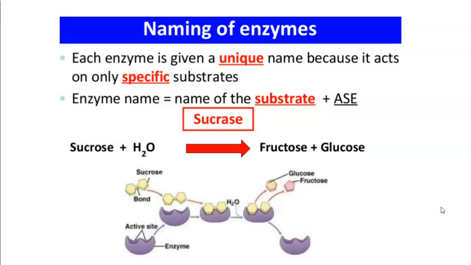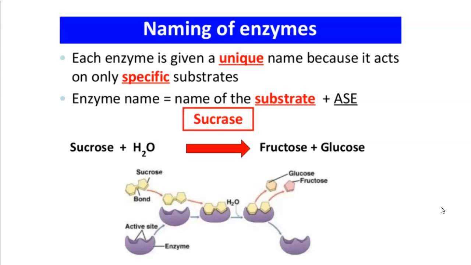Now, another thing that's really important as we move through this chapter that you need to understand is the unique naming of enzymes. Enzymes are given a very unique name based on the substrates that they act upon. So if I have maltose, M-A-L-T-O-S-E, I'm going to have an enzyme that uses the name maltose, but instead of calling it maltose enzyme, I'm going to change the end of the name to ASE, and I'm going to call it maltase.